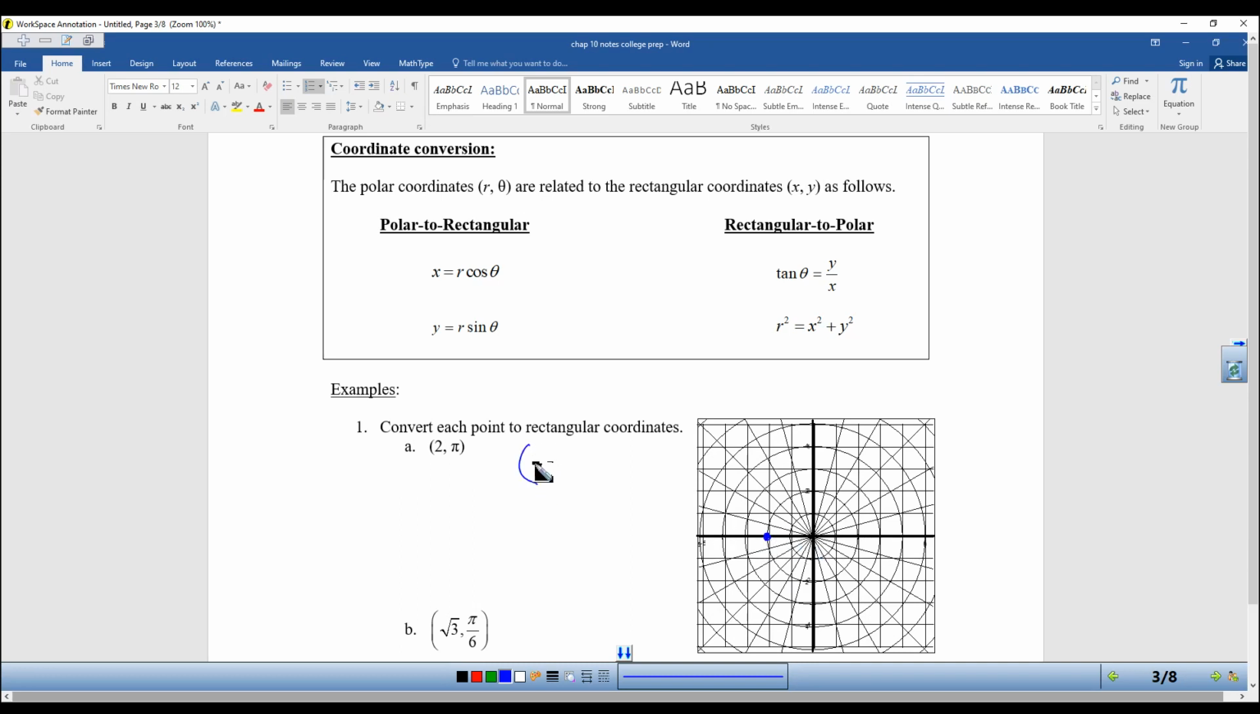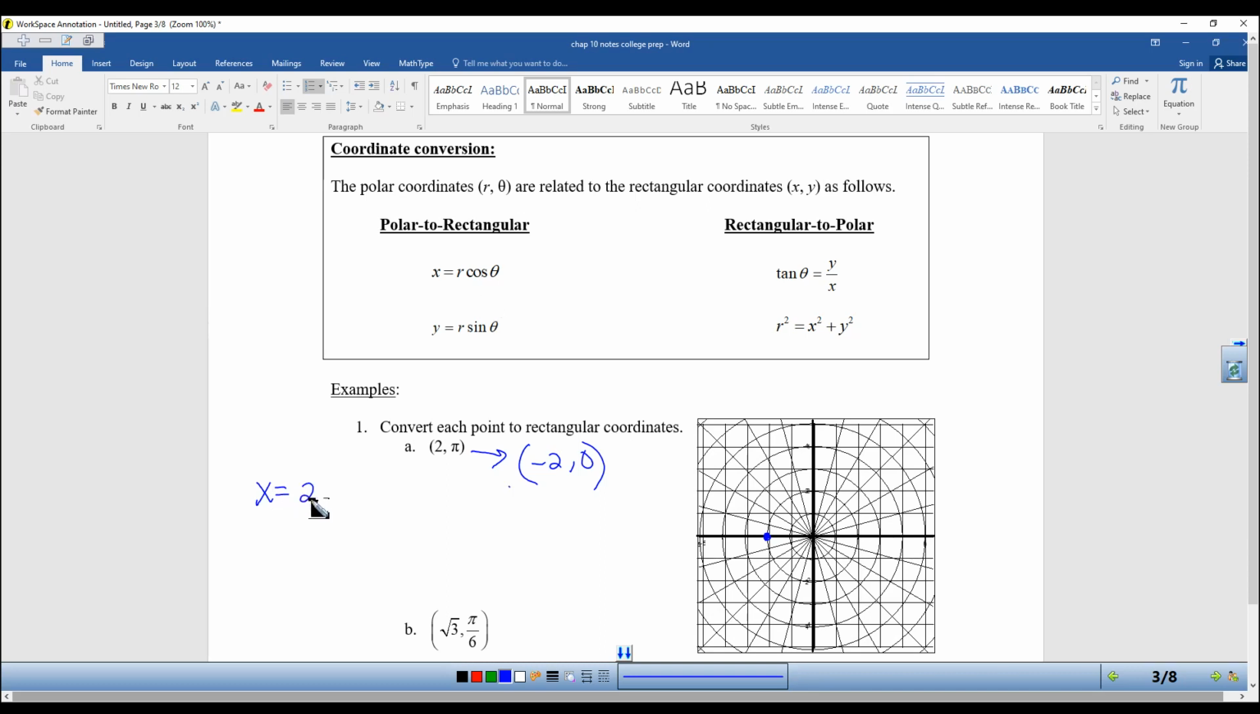-2 comma 0. Well, sometimes you're going to be able to just look at it and know it, but sometimes you're not. So my goal is to help you learn these two formulas so that you can do that. So polar to rectangular. Let's just say you didn't graph it, which a lot of people don't bother to do. It's as easy as using a formula.